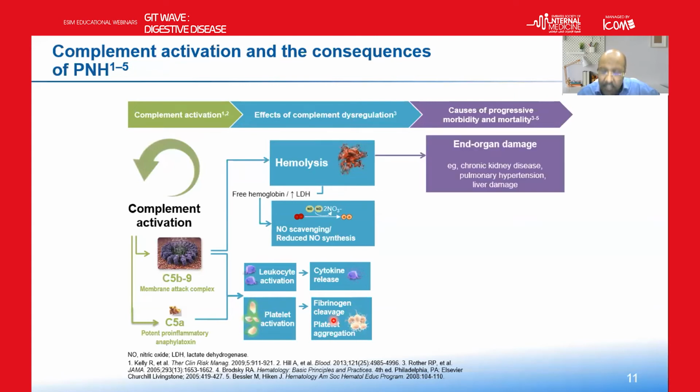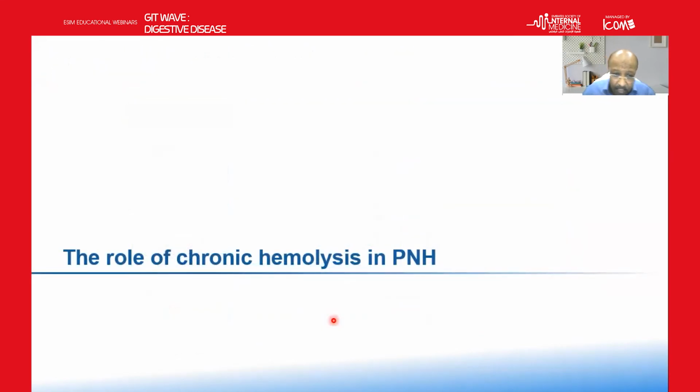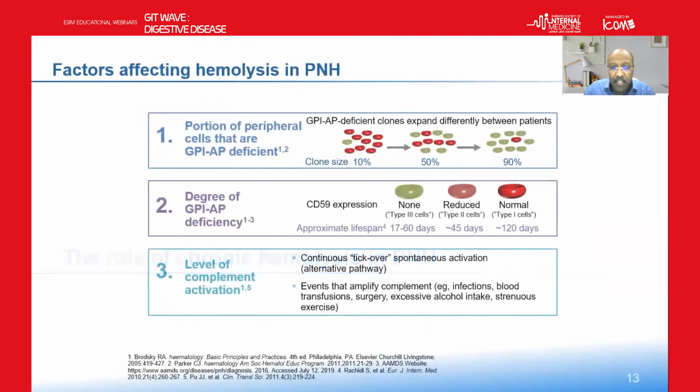So the hemolysis with the release of free hemoglobin will lead to end organ damage, chronic kidney disease, and pulmonary hypertension. The lack of nitric oxide will lead to smooth muscle dystonia, and this will cause abdominal pain, and it can cause erectile dysfunction. It also leads to thrombosis in unusual sites, such as hepatic thrombosis and portal vein thrombosis. I've seen PNH patients presenting with portal hypertension.